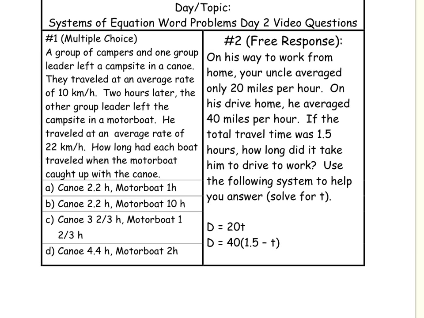On his way to work from home, your uncle averaged 20 miles per hour. On his drive home, he averaged 40 miles per hour. If the total travel time was 1.5 hours, how long did it take him to drive to work? Use the following system to help you answer the question and solve for T.